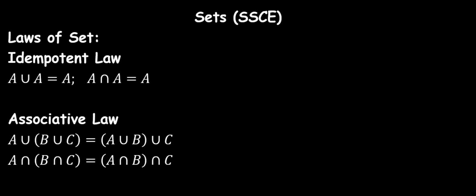A, B, C, when you have a union among them, you can move your bracket freely, either between the first two sets or the last two sets. The same thing applies for the intersection.